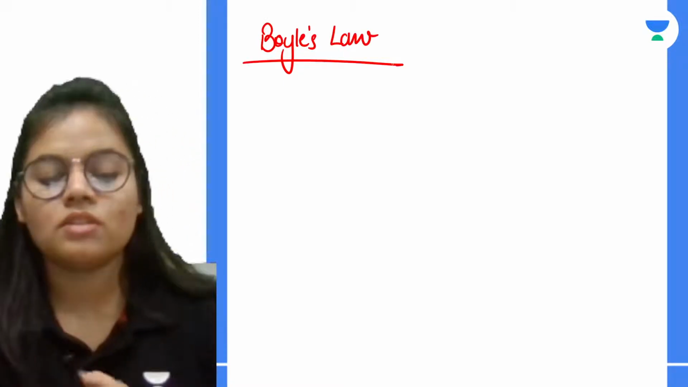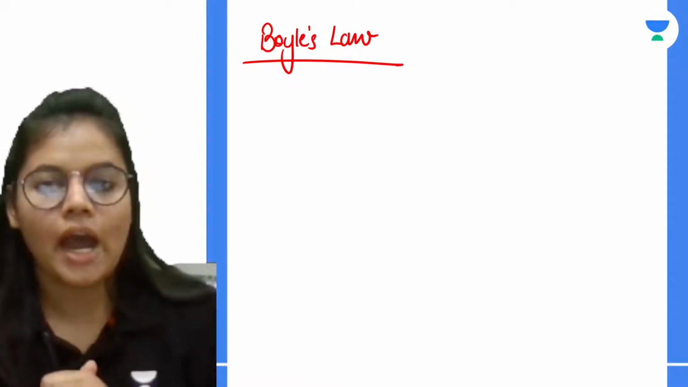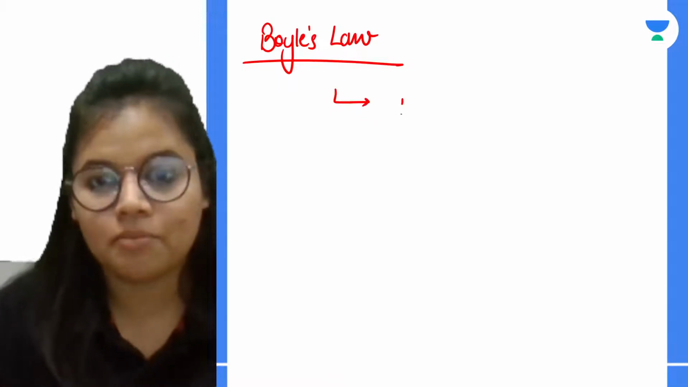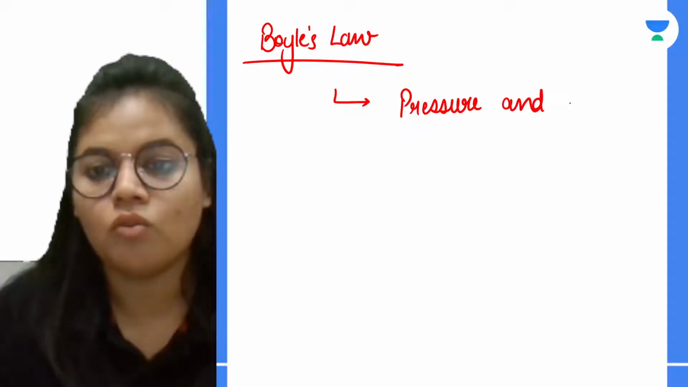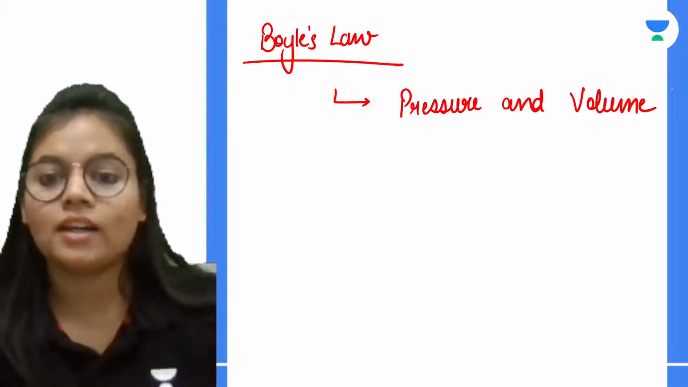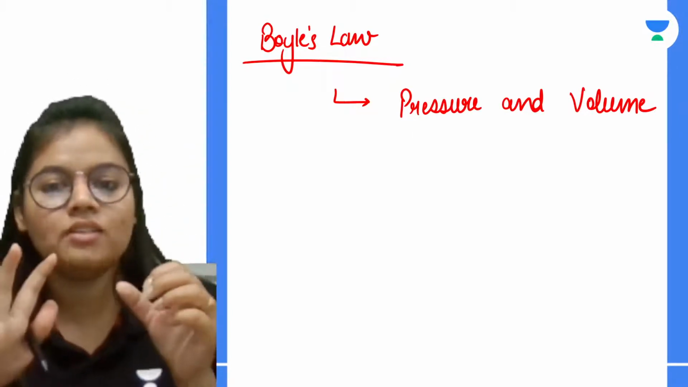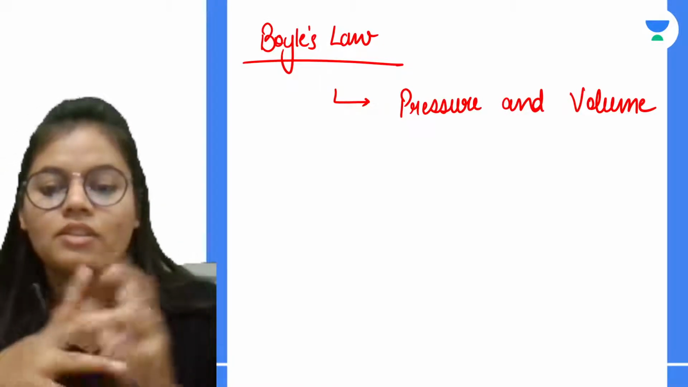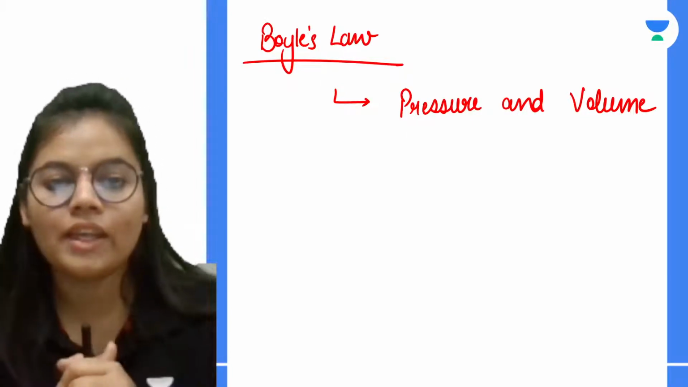So guys, there was a scientist named Robert Boyle. Okay, and what did he do? He tried to study the relationship between pressure and volume of the gas. Okay, so what did he do? He just tried to see what happens to the pressure and volume of the gas if temperature is kept constant. Okay, and what did he find out?